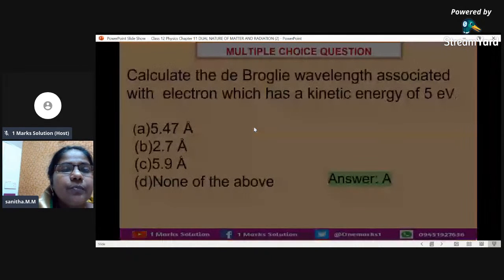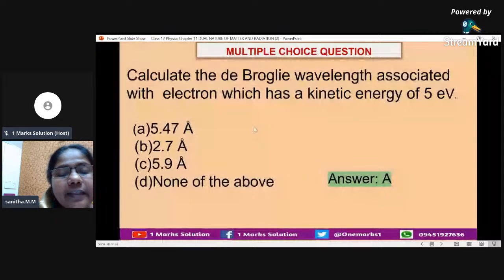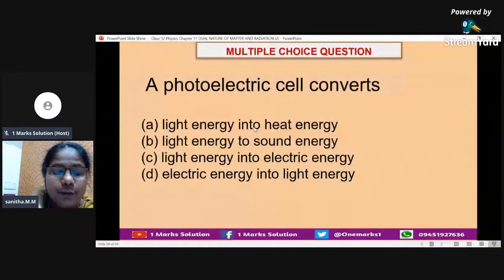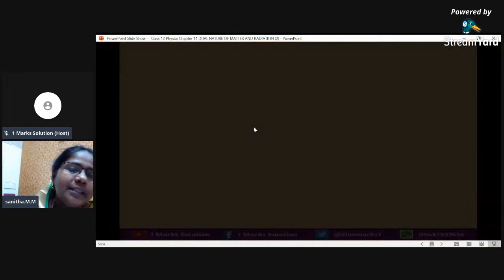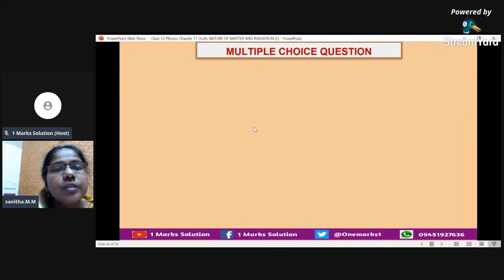Now, next one, a photoelectric cell. What is a cell? All of you know that we are getting electrical energy from the cell. Here, in a photoelectric cell, photo means light we are giving, and we are getting electrical energy. So in this cell, the conversion of energy is light energy into electrical energy. So you can see that option C is the correct answer. There are so many cells, like the photovoltaic cell and others, where light is the main part and we get electrical energy from the cell. We can say it is related to photocells.